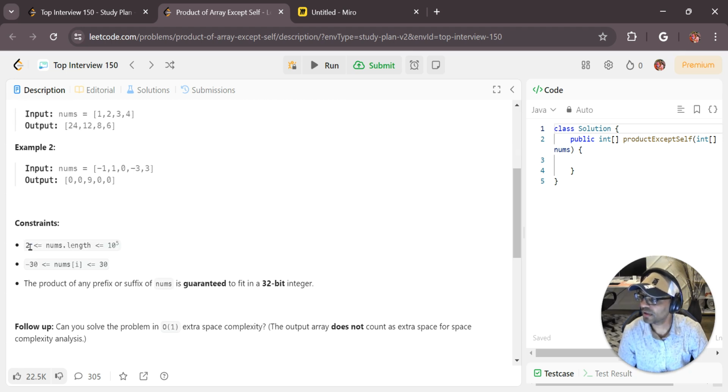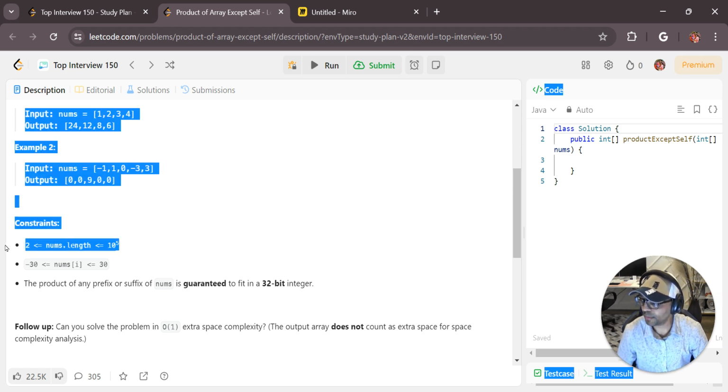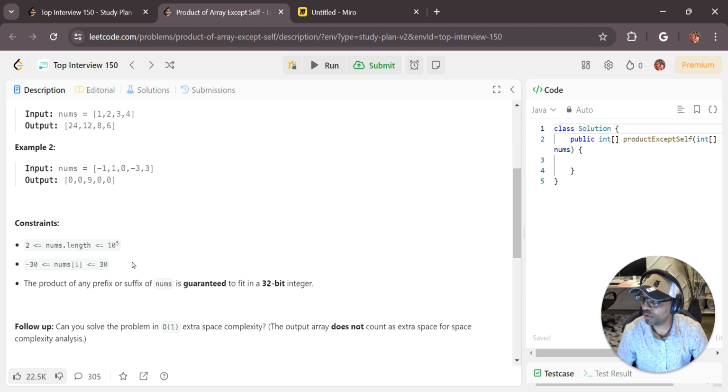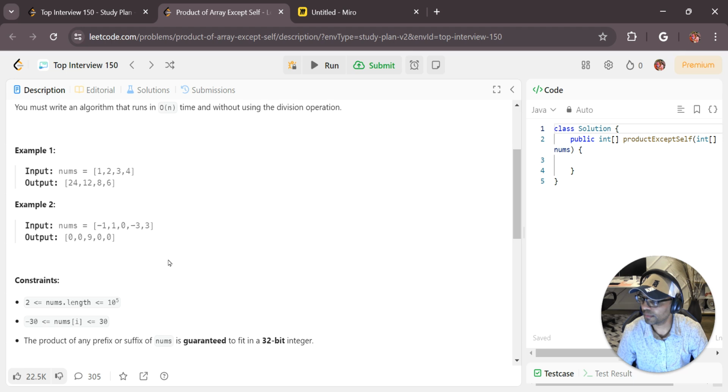The constraints are that the length of the nums array is between 2 and 100,000 inclusive. I wonder why 2? It's generally 1. Oh, that's because we are doing product of everything except self, so they don't want us to bother about the special case of an array of size 1. What do you count as a product except self? I would consider it 1, but we don't have to worry about it. The values of the elements in the array are between -30 and 30 inclusive, and there are negative numbers, as was clear from the example.